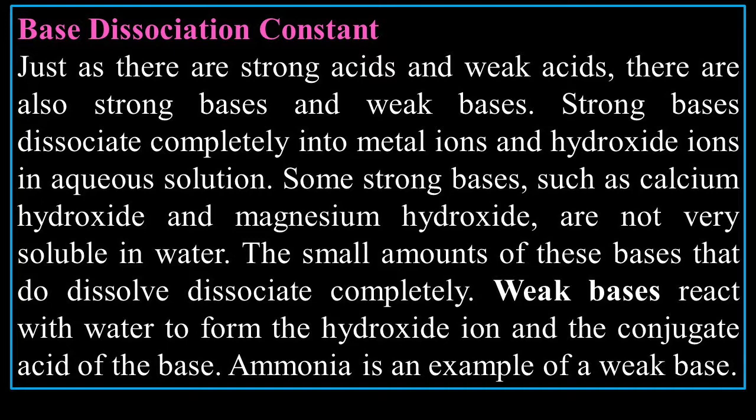Just as there are strong acids and weak acids, there are also strong bases and weak bases. Strong bases dissociate completely into metal ions and hydroxide ions in aqueous solution. Some strong bases, such as calcium hydroxide and magnesium hydroxide, are not very soluble in water. The small amounts of these bases that do dissolve dissociate completely. Weak bases react with water to form the hydroxide ion and the conjugate acid of the base. Ammonia is an example of a weak base.